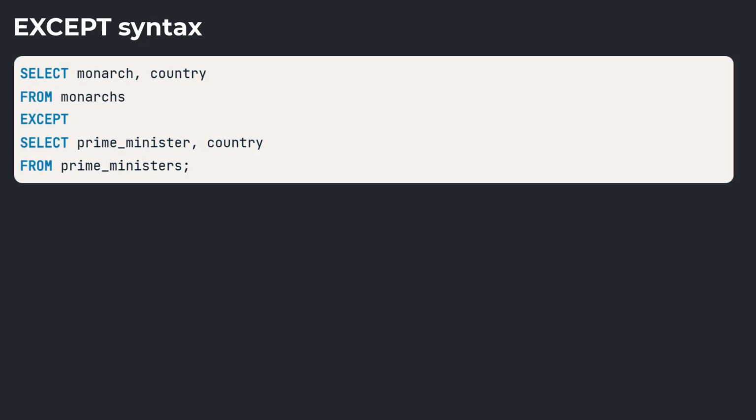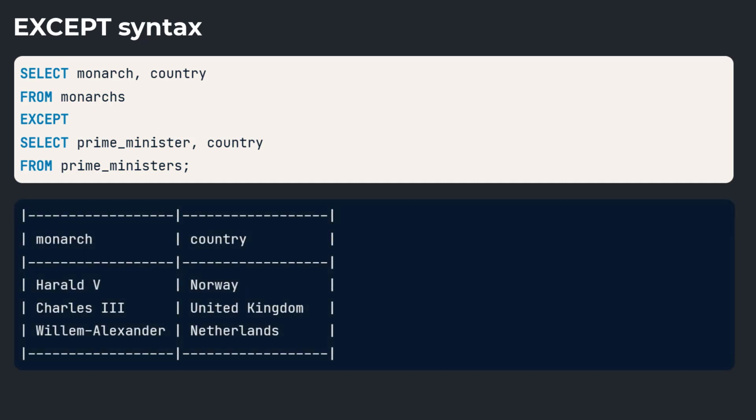The SQL code shown selects the monarch and country fields from monarchs, and then looks for common entries in the prime minister and country fields in the prime ministers table, looking to exclude those entries. In the result, we see only the 3 monarchs from our leaders database who do not also serve the role of prime minister. Well done getting through all the lessons on set operations.